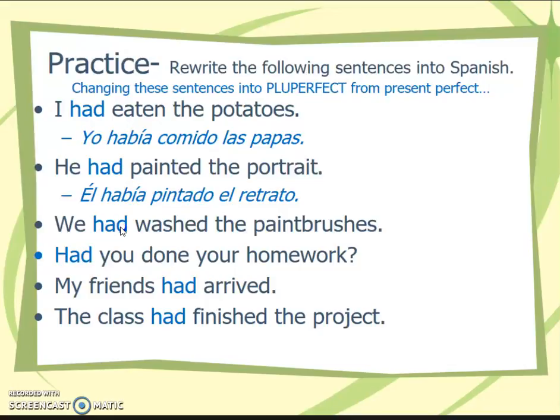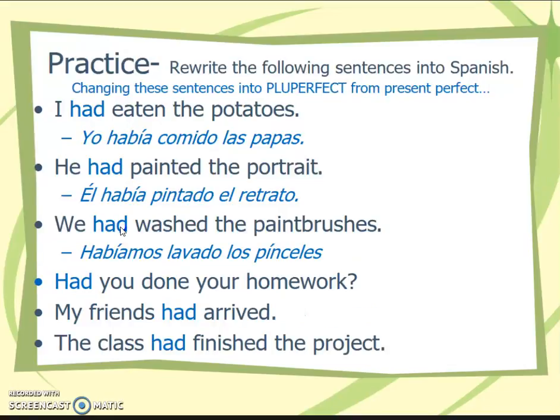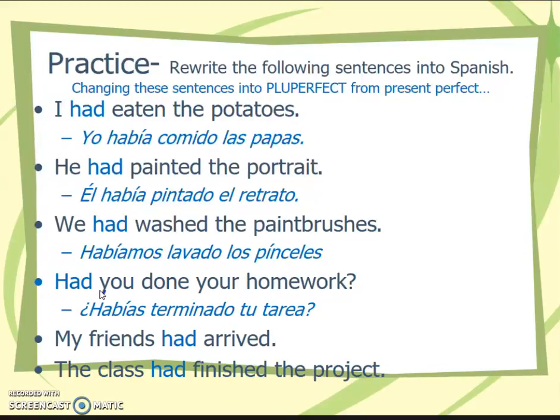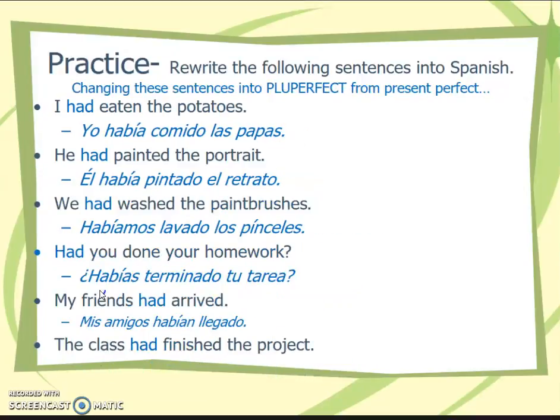Next one, I don't have to have a subject. Habíamos lavado los pinceles instead of hemos lavado. And then, had you done your homework? Habías terminado tu tarea. Or excuse me, you know what? Earlier I put hecho and it should have been hecho instead of terminado. My friends had arrived. Mis amigos habían llegado. And the class had finished its project. La clase había terminado el proyecto.